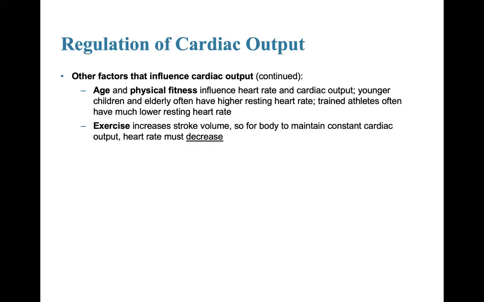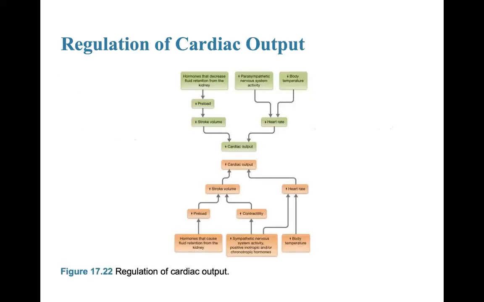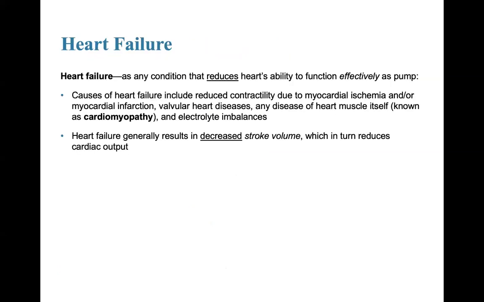Other factors that influence cardiac output are age and physical fitness, which can influence the heart rate and cardiac output. Younger children and the elderly often have higher resting heart rates. Trained athletes often have much lower resting heart rates. Exercise will increase the stroke volume, so for the body to maintain constant cardiac output, the heart rate must decrease. And here's a little schematic that goes over the overall regulation of cardiac output.